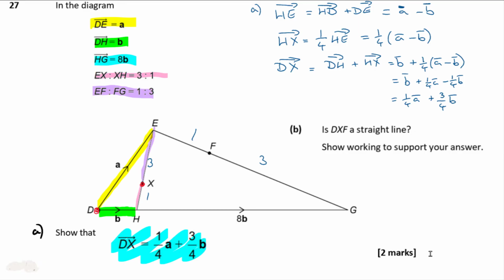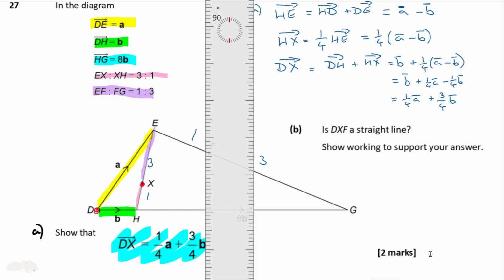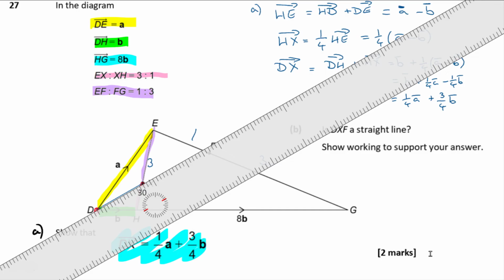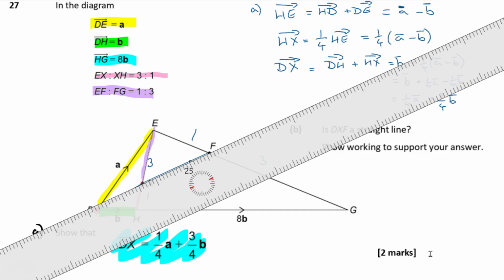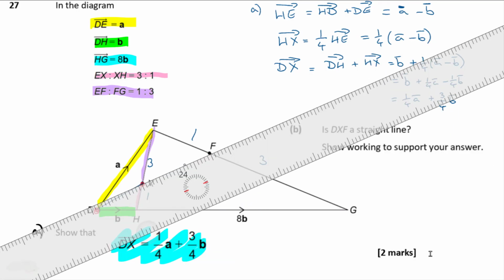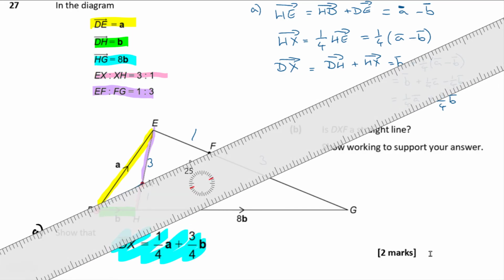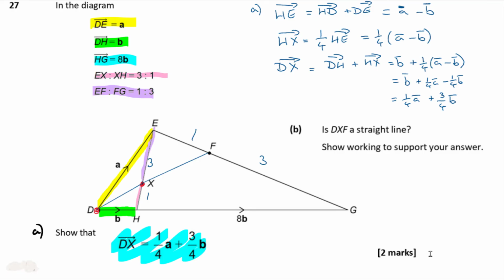Okay, so d to x and x to f. It could be. Okay, now this diagram is not to scale. Now, if DXF is a straight line, then D, X and F are what we call collinear points, which means that the vector d to x must be some multiple of the vector x to f, or the other way around.